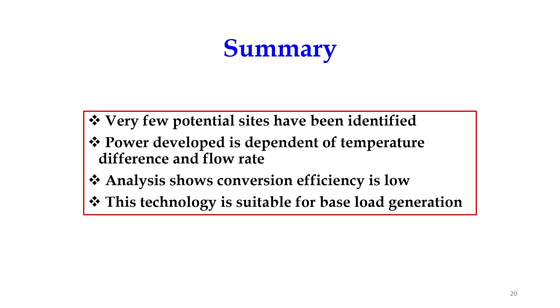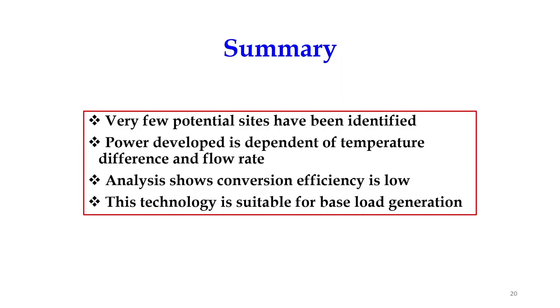So we can summarize what we have discussed today. What we got out of this analysis is that very few potential sites have been identified across the globe, and the power developed is dependent on the temperature difference between the hot water and the cold deep sea water and flow rate. And the analysis shows the conversion efficiency is low. Okay? And this technology is suitable for base load generation. So all the things were discussed, and along with that we have discussed the working, its classification, and different aspects related to estimation of power developed by an OTEC plant.